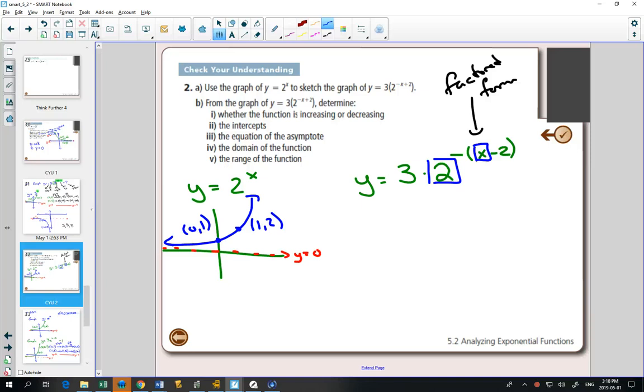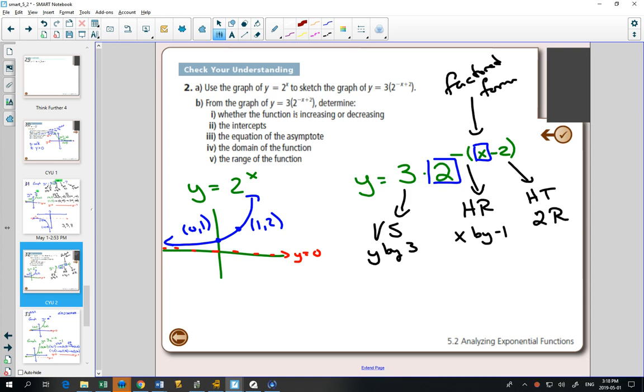So when I'm labeling the things that do affect my transformation, this 3 is a vertical stretch. Your y values are going to get multiplied by 3. Here we have a horizontal reflection: your x values get multiplied by -1, and a horizontal translation 2 to the right.